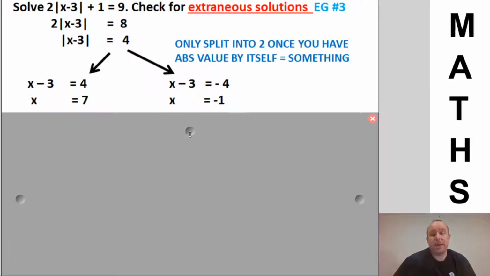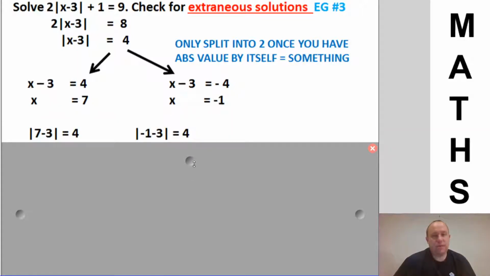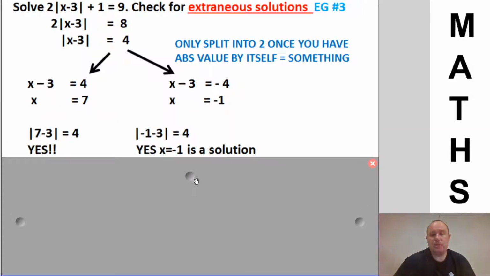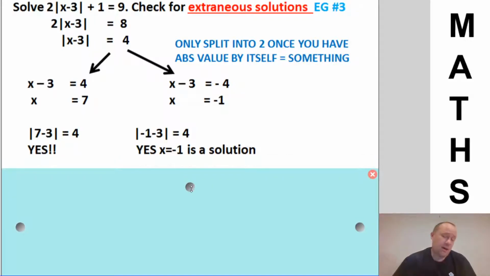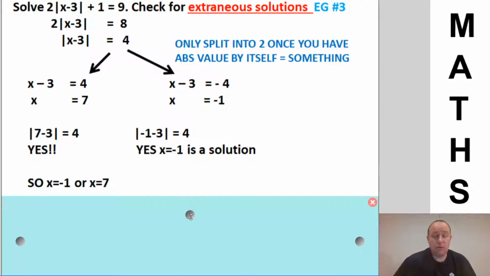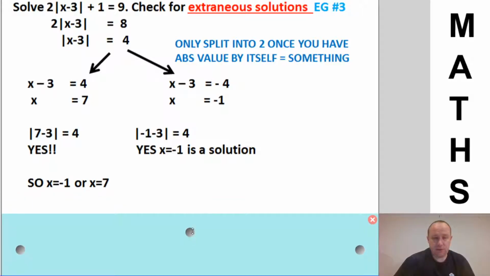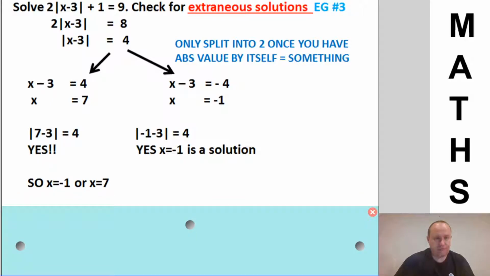Solve each one independently, and then plug those answers back in just to make sure that you do get a correct solution. And actually for this one as well, these are both correct solutions. Extraneous is just to remind you, it doesn't always work, so it's always worth checking just to make sure it's not one of those trick questions.